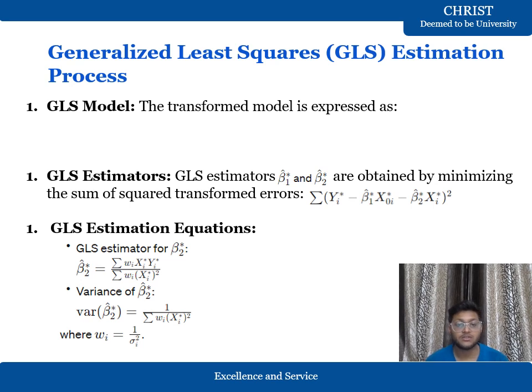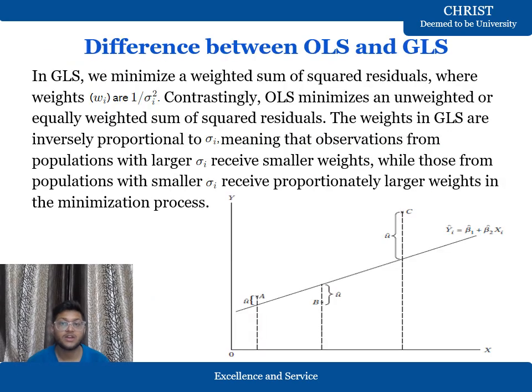Now we have the variance of beta 2 equation, which is 1 upon summation of wi xi star square. Difference between OLS and GLS. In GLS, we minimize the weighted sum of squared residuals where weights wi are 1 upon sigma i square. In contrast, OLS minimizes an unweighted or equally weighted sum of squared residuals. The weights in GLS are inversely proportional to sigma i, meaning that observations from the population with a large sigma i receive smaller weights and vice versa in this process.